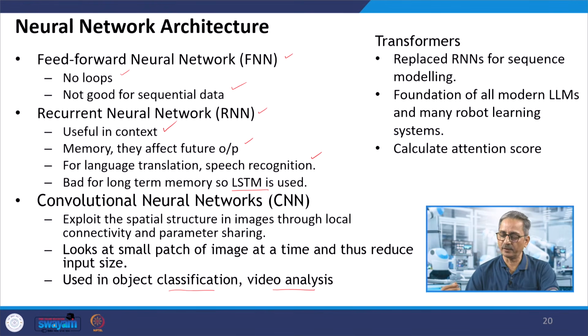Next are the transformers. Transformers replaced RNN for sequence modeling. They are the foundation for all modern LLMs and many robot learning systems, and in the transformer we calculate the attention score. Again, I will be discussing much more detail about this in our coming lectures.